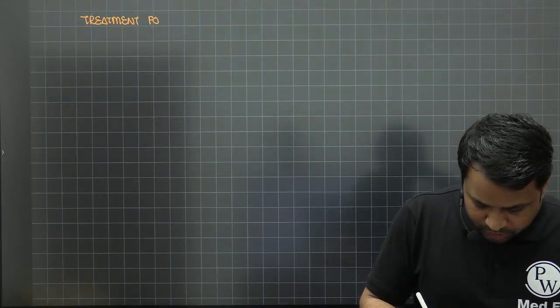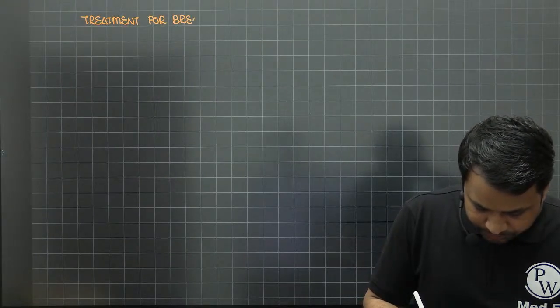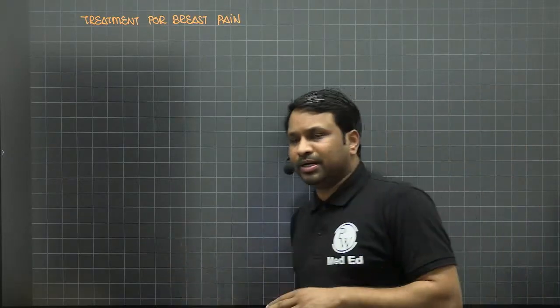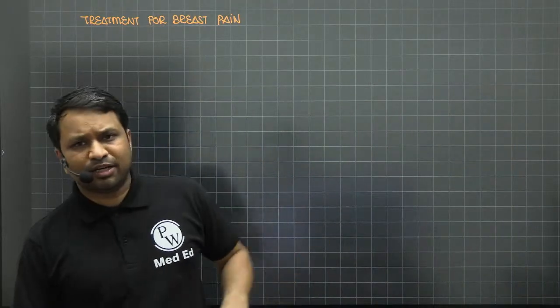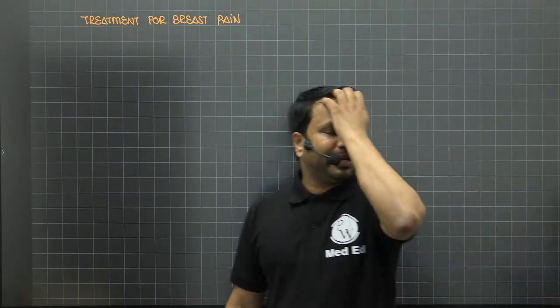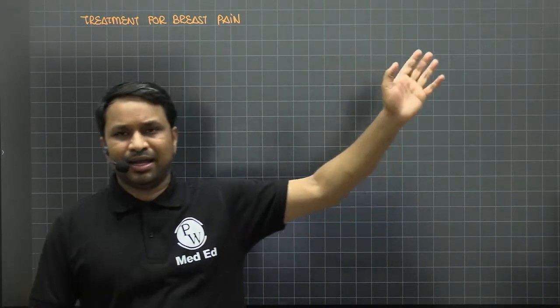Treatment for breast pain. See, in the Bailey, there is another component that is given, which is also called the Cardiff-Lucknow nodularity scale, where 0 means no nodularity in the breast and 4 means extremely high nodularity, but that is just to give you a visual component, nothing important about it.